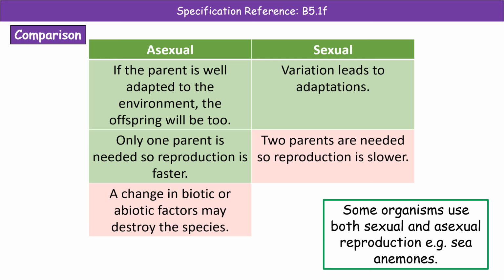It is worth noting that there are some organisms that actually use both sexual and asexual reproduction depending on the availability of mates, the conditions, etc. And the best example there are the good old sea anemones.